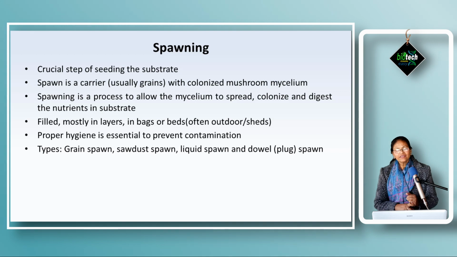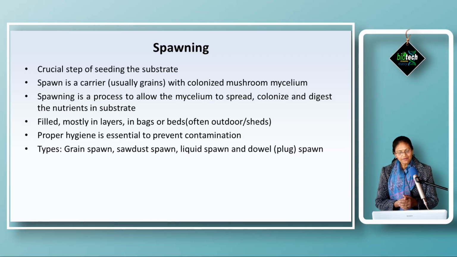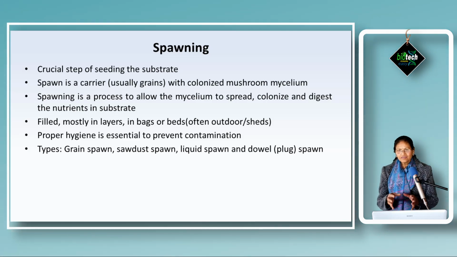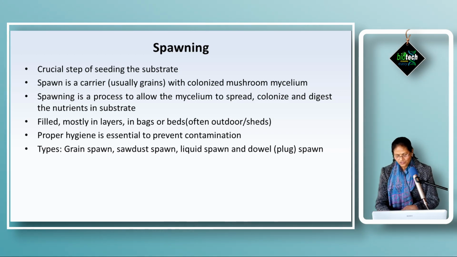The first one is the grain spawn, which is very common. So rye or millets or wheat, these are the grains which can be taken for growing the mycelium and making the spawn. Then sawdust can also be used, and we'll call it the sawdust spawn. Or the liquid spawn, in which we are not going to take any substrate, but just the liquid and the nutrients in it, and here the mycelium will grow. And the last one is the dowel or the plug spawn, where wood pieces are used.